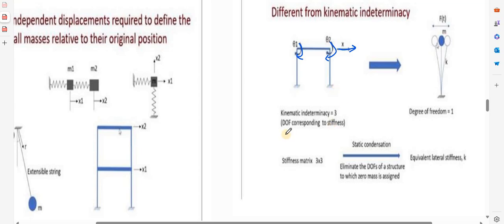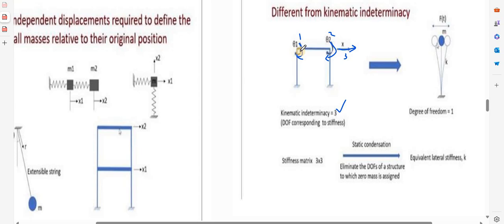So kinematic indeterminacy or degree of freedom means the movements that are permitted. In a system like this, there will be one, a rotation, two, another rotation, three, a movement. So here the total kinematic indeterminacy is 3. This is what you have studied in normal static analysis. But when I come into dynamic analysis, the degrees of freedom is a different term.